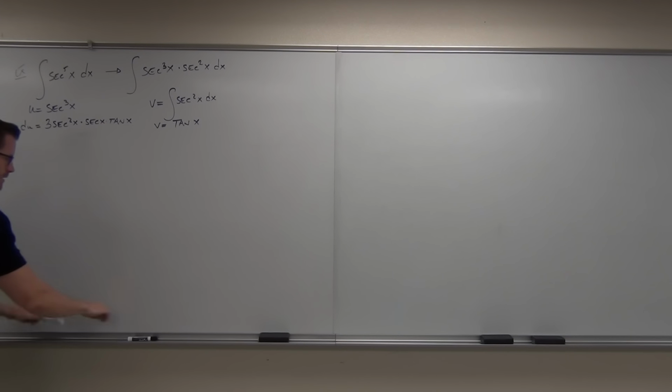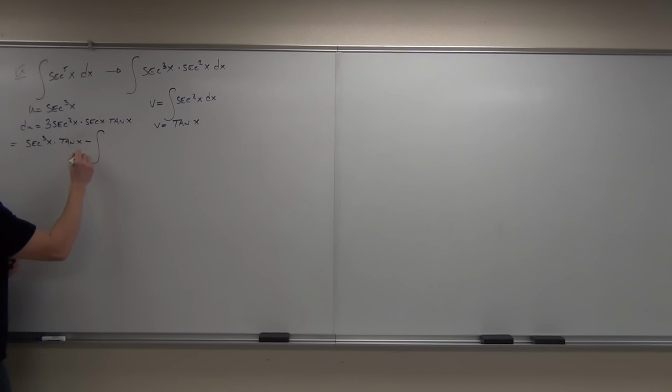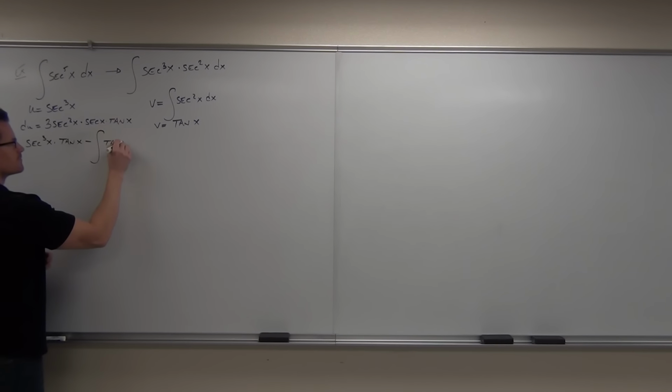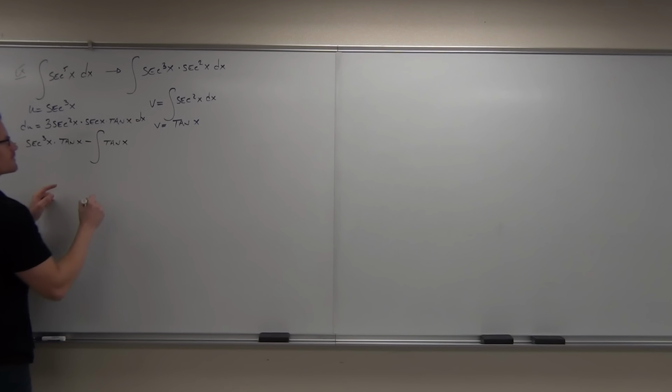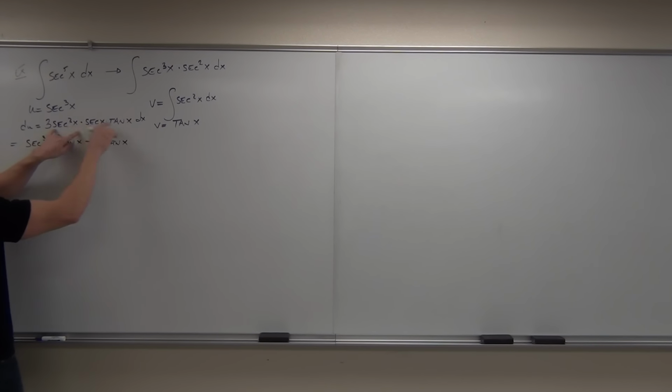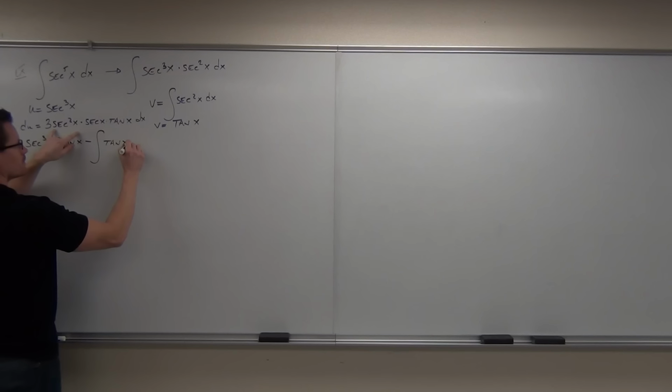Okay, we're starting. So our first part here is we know this integral is u times v minus the integral of v du. I've got my dx again. Let's clean this up just a little bit. Instead of secant squared, what am I going to put?